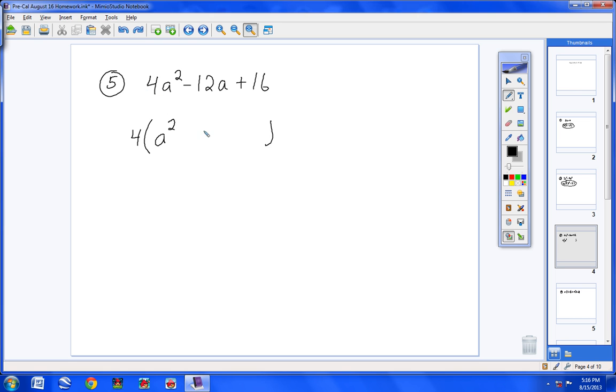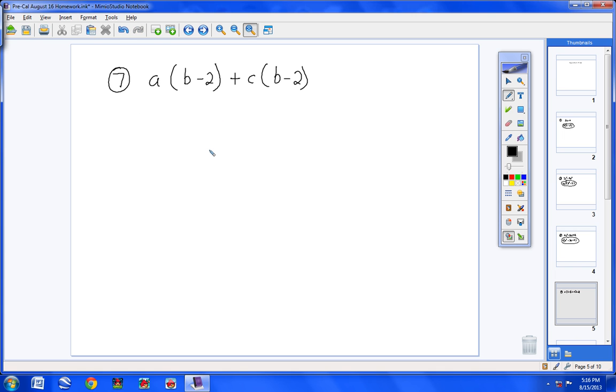Think about it. 4 times a squared gives you 4a squared. All right, I have a negative 12a. If I put a negative 3a, let's see what happens. What's 4 times negative 3a? Well, negative 12a. All right. Now, I have a positive 16. So what would I put in this blank here? Well, how about a positive 4? Because a positive 4 times a positive 4 would give you a positive 16. So there we go. We factored out the common factor.